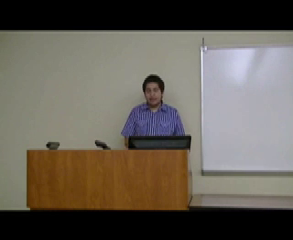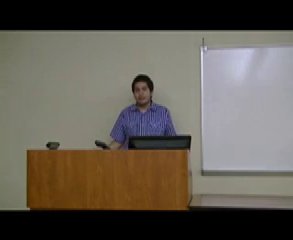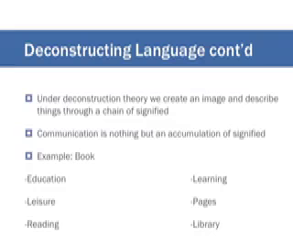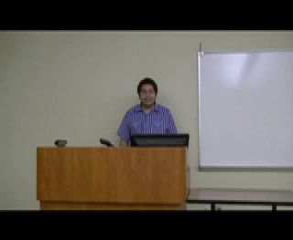For example, take book. A few ideas come to mind, like education, leisure, like you're reading for fun, or you're learning, and there are pages in the book. You'll probably find the book in the library. It's all these ideas that come from the word book. That's what shapes the definition of the word.